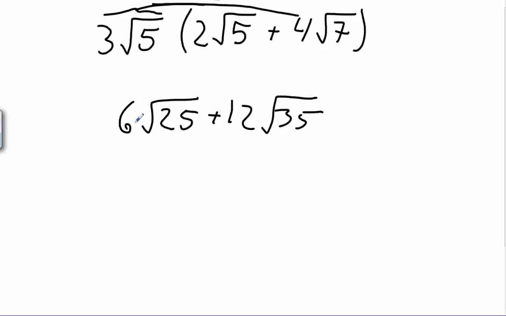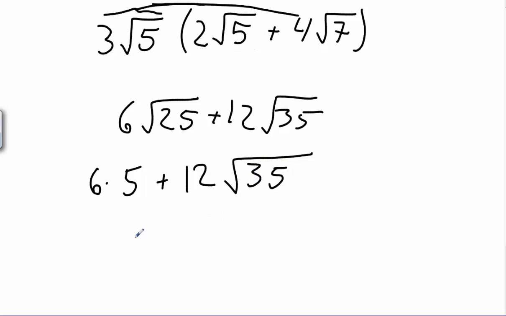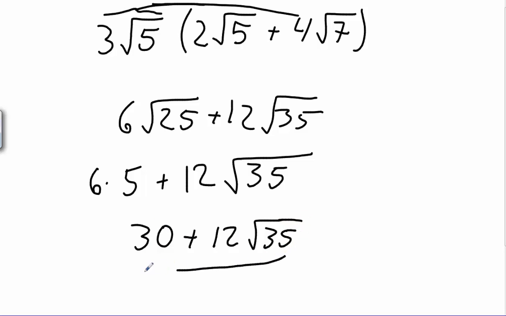If we look here, we have to simplify our square roots. Square root of 25, that's a nice one because that's automatically just 5. So it becomes 6 times 5, plus 12. Can we break down 35? The only factors of 35 other than 35 and 1 are 7 and 5. Neither are perfect squares. So we just leave it radical 35. So we get 30 plus 12 radical 35 as our final answer.